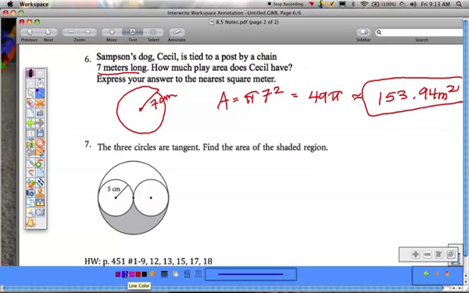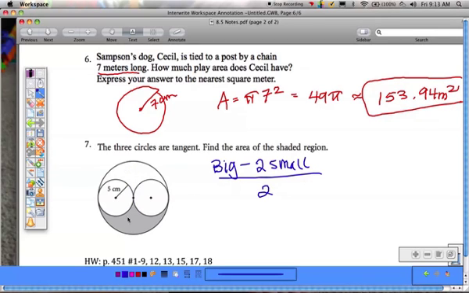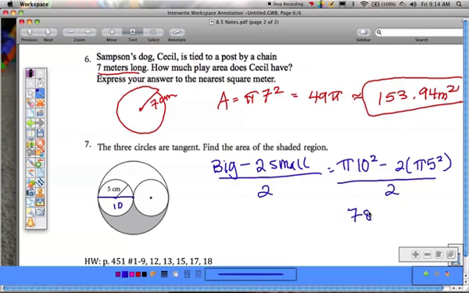And the last problem, 3 circles are tangent, find the area of the shaded region. Here's the strategy. You're going to take the big circle minus the 2 small circles to get these 2 regions right here, but then you're going to divide by 2 because only one of those regions is shaded. So if we plug in, we get pi times, if the radius is 5, then the radius of the big circle would be 10. So pi times 10 squared minus 2 of the small circles, so pi times 5 squared. And get that answer first, and then divide everything by 2. And when you do that, you get about 78.54 centimeters squared.